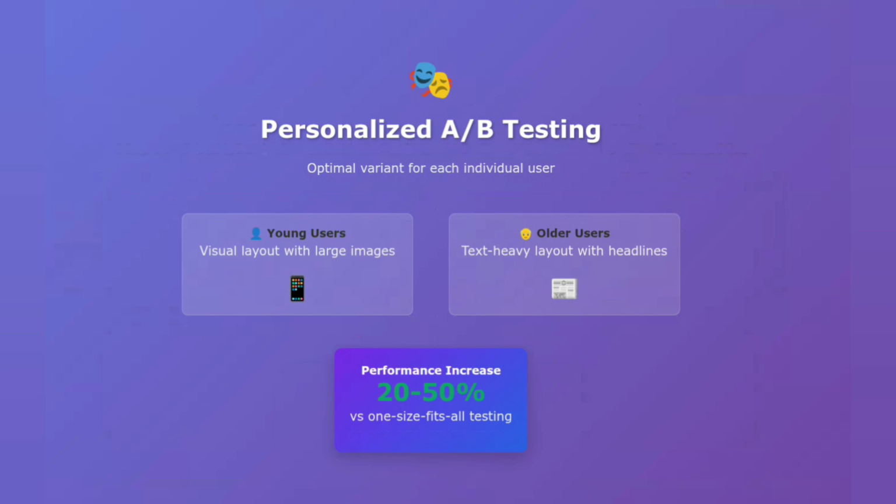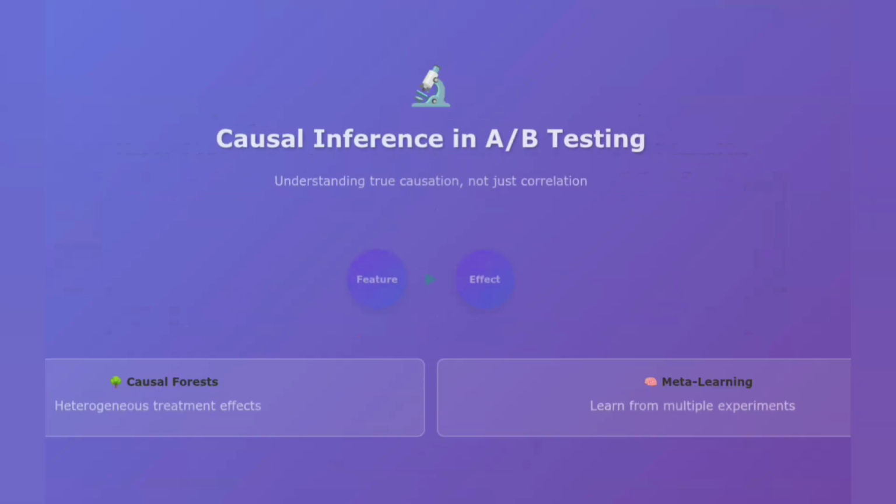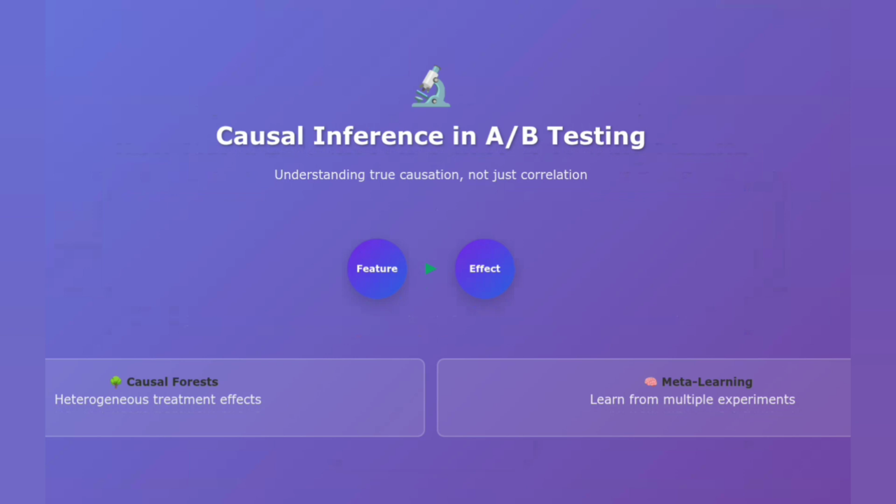Their recommendation algorithms don't just A/B test which movies to show, but personalize the entire testing process based on your viewing history, time of day, and device type. One of the most powerful applications of ML in A/B testing is causal inference, understanding not just correlation, but true causation. Traditional statistics can tell you that version B had higher conversions, but ML techniques can tell you exactly why and for whom. Causal forests are a breakthrough technique that combines random forests with causal inference.